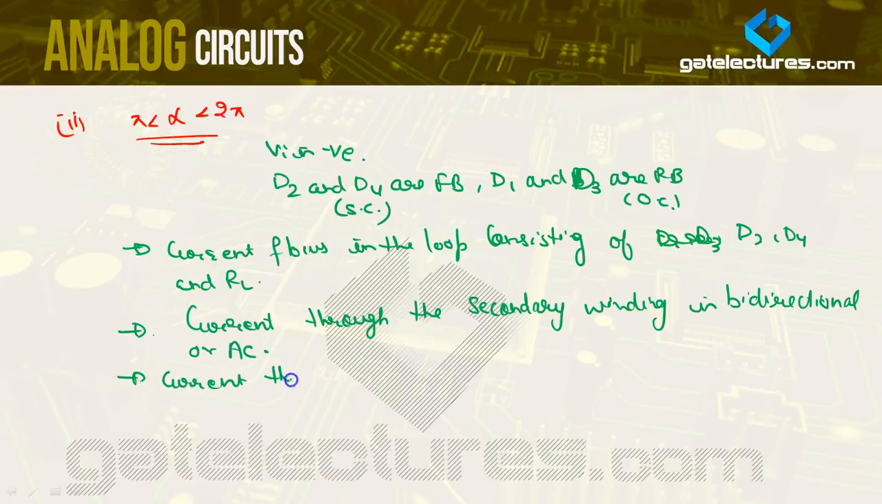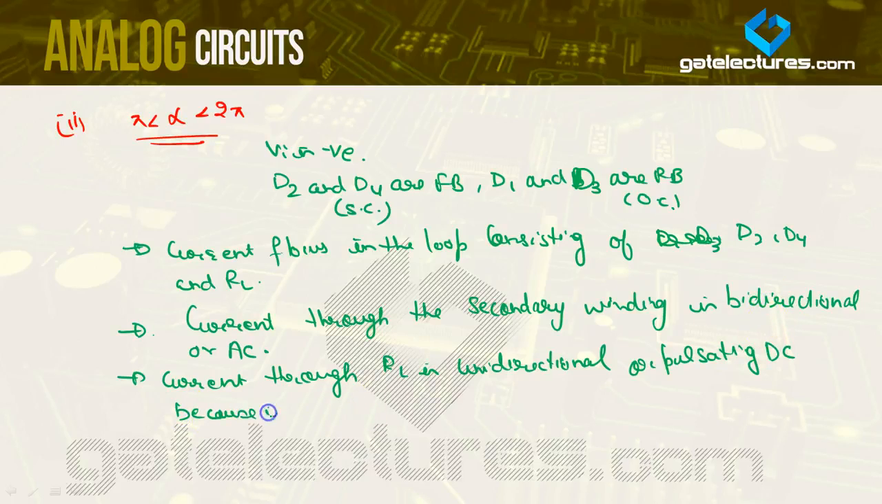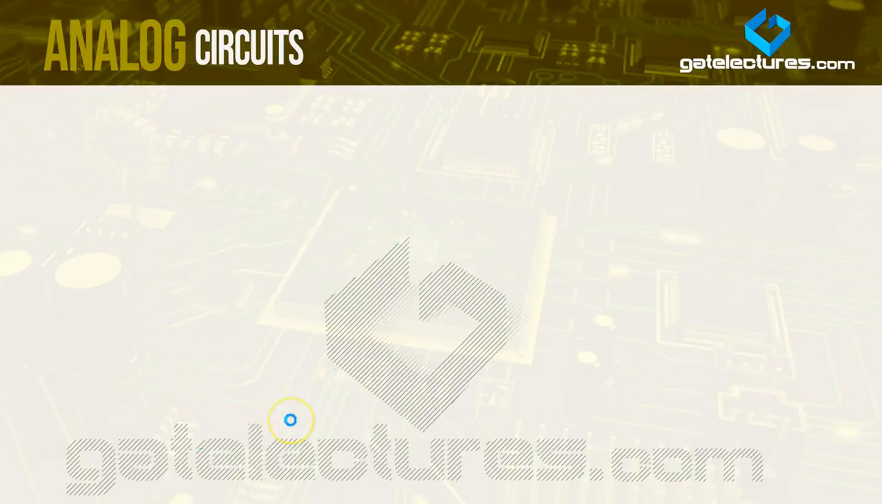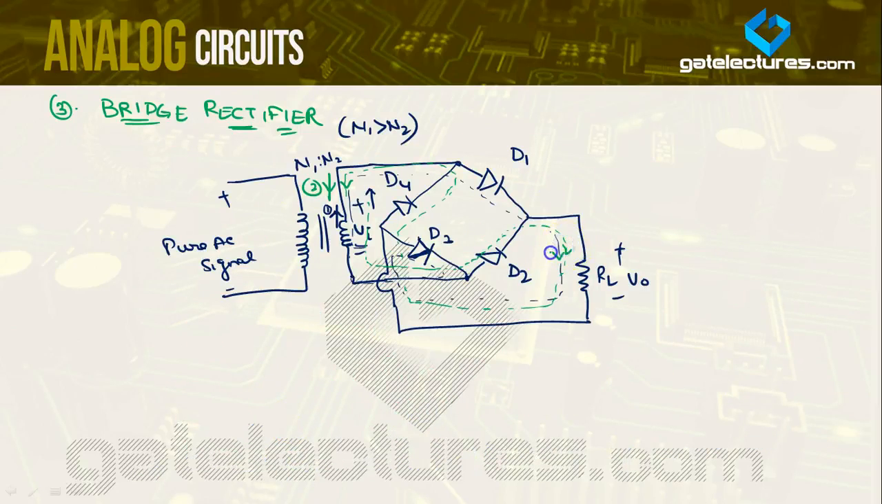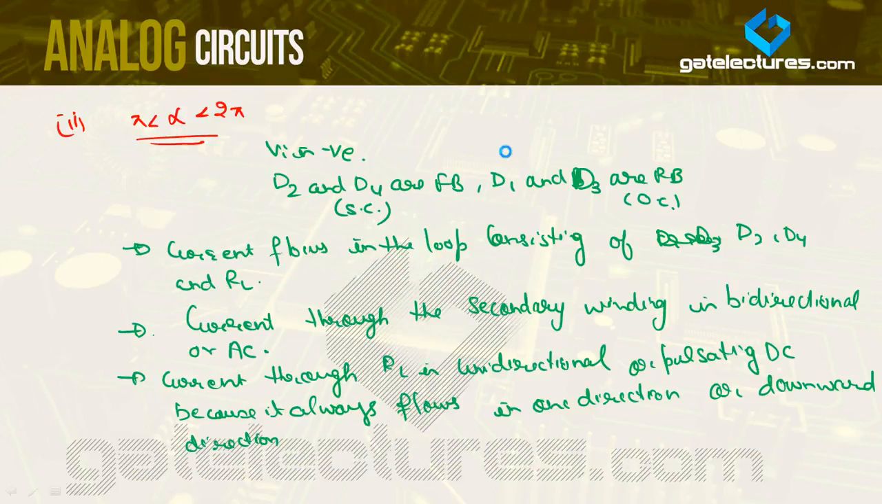The current through RL is unidirectional, or pulsating DC, because it always flows in one direction, the downward direction. As we already saw, the current in both cases flows in the downward direction across the resistance RL, so there will always be a DC component present at the load resistance RL.